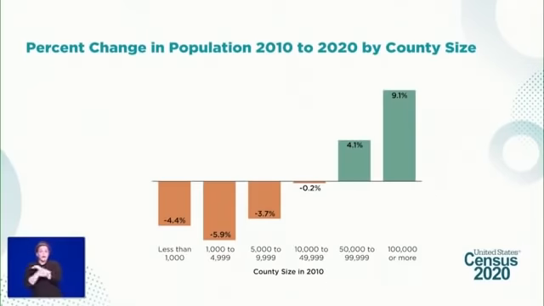Counties with populations under 1,000 in 2010, for example, lost 4.4% of their population during the decade. Counties with 1 to 5,000 people, 5 to 10,000 people, and 10 to 50,000 people also lost people this decade on average. Only 2 categories of counties showed growth. Counties with between 50 and 100,000 people grew by 4.1%, while counties with 100,000 or more people grew by 9.1%.